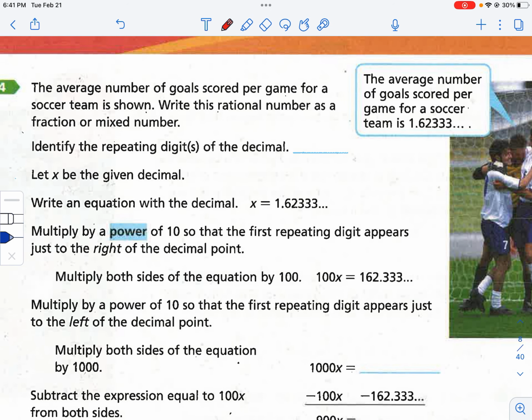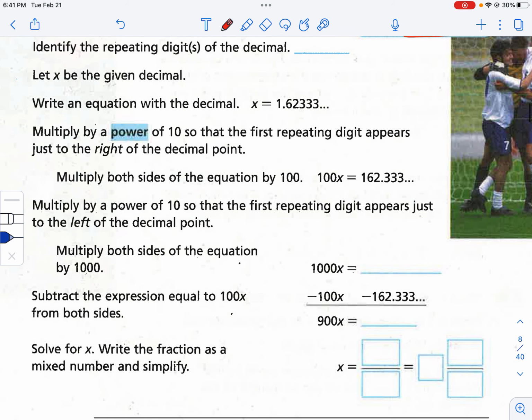The average number of goals scored per game for a soccer team is shown. Write the rational number as a fraction or mixed number. Let x be the given decimal. So here, the average number of goals scored per game for a soccer team is 1.62333333. Okay? Multiply by a power of 10. So that means how many decimal spots am I going to want to move that over?